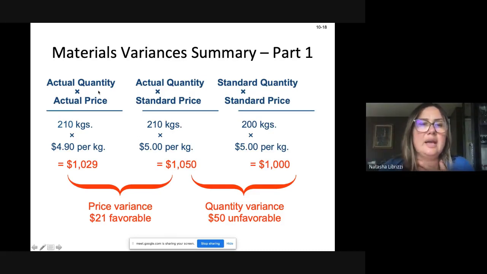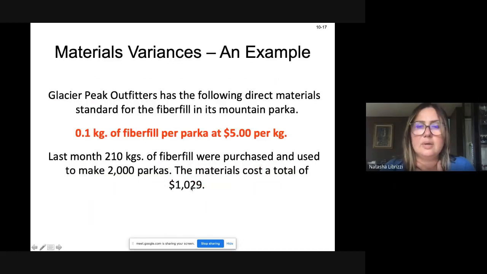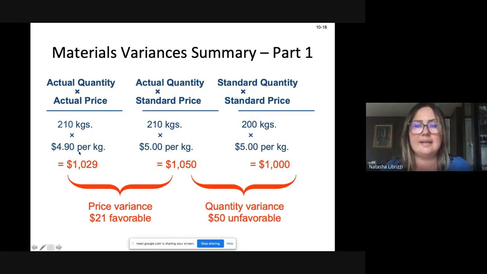So we're looking at actual quantity. We actually bought 210 at actual price. So we've been given 1,029. So you don't know the price. So you can take 1,029 divided by 210, and we'll know what it is per kilo. It's given to us in total, and we can back into this number. So it's 1,029 divided by 210. That's how we got 4.90.